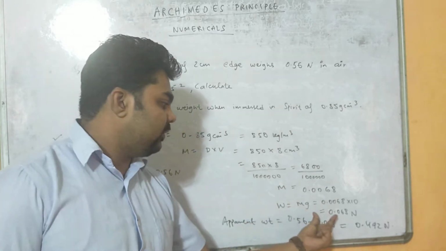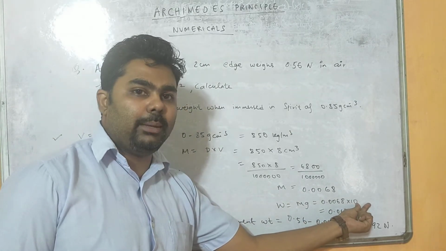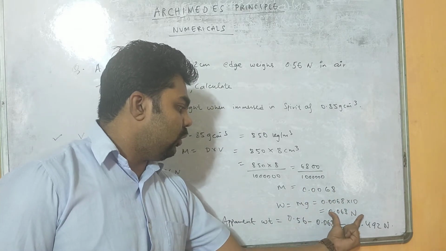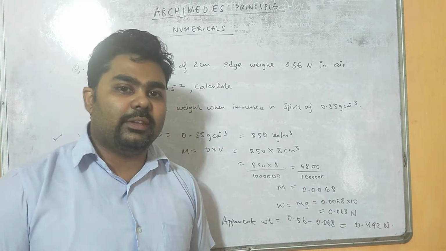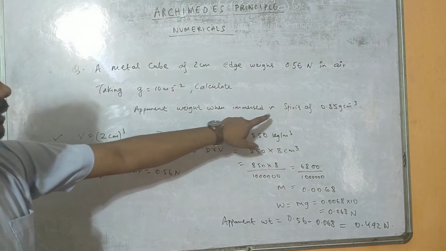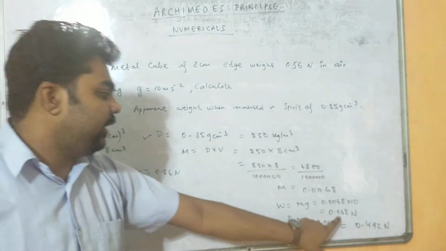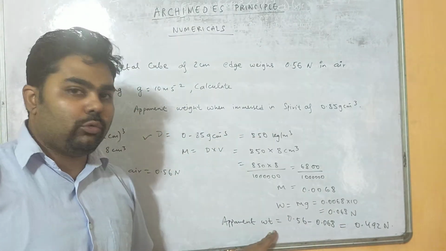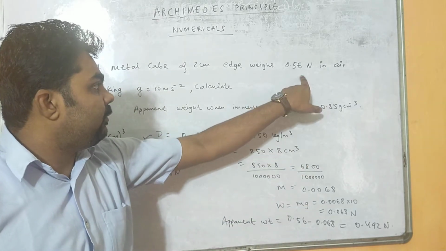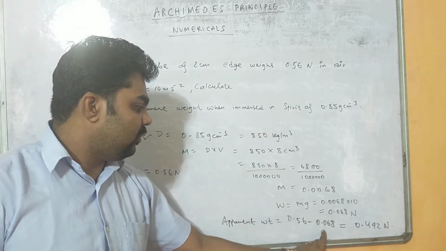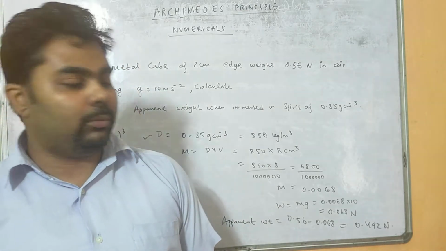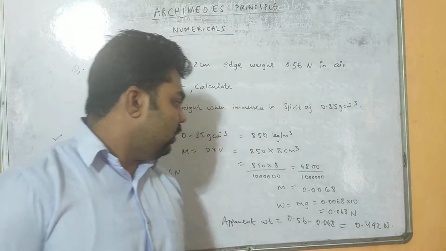Weight equals mass into acceleration due to gravity, mg. M is this and g is 10. So on multiplication we will get 0.068 Newton. So this is the weight in the given liquid, that is spirit, right? So apparent weight equals true weight minus weight in the spirit. True weight is here 0.56 minus 0.068. So on subtraction we will get 0.492, right? 0.492 Newton.